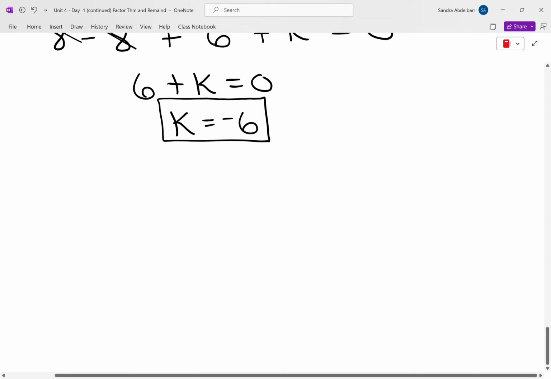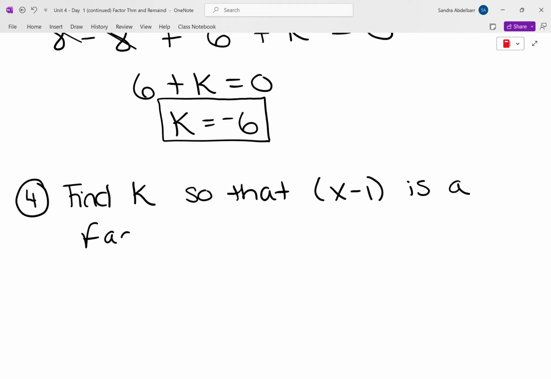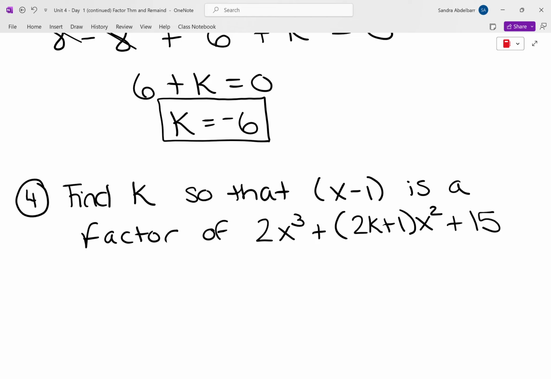All right, last problem. So we're going to say find k so that x minus 1 is a factor of 2x cubed plus 2k plus 1 times x squared plus 15.